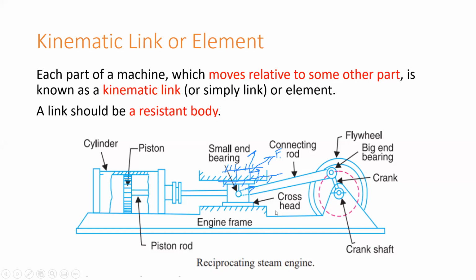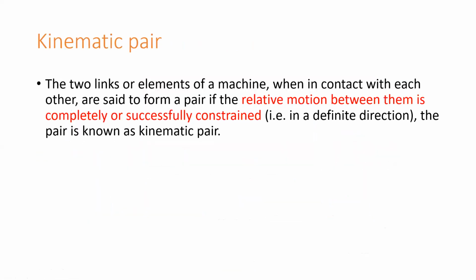Now you understand the requirements for forming a kinematic pair. First, the two kinematic links should be in contact. Second, they should have constrained relative motion between them. Then we call them a kinematic pair. So let us move to the next.